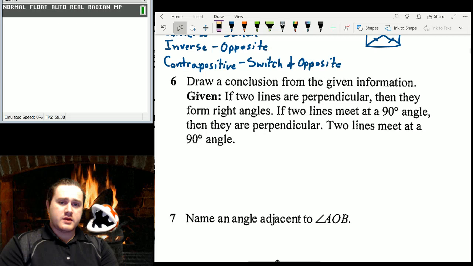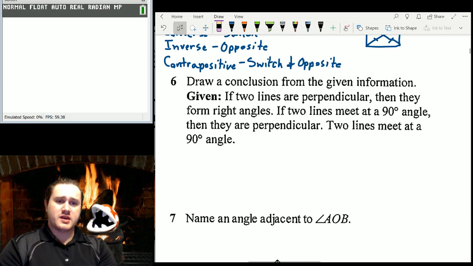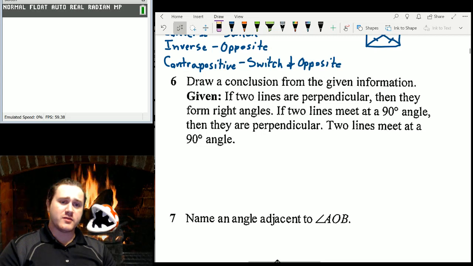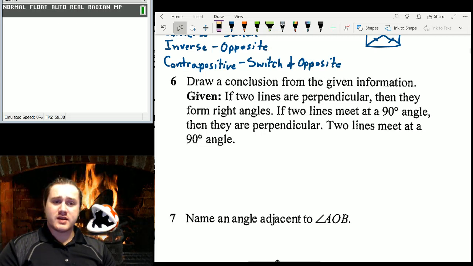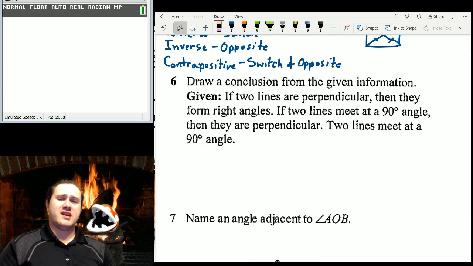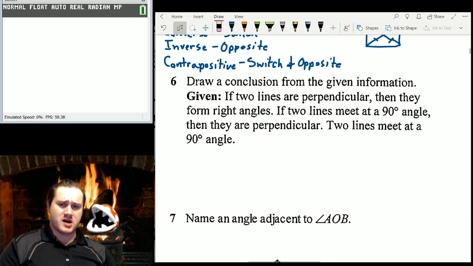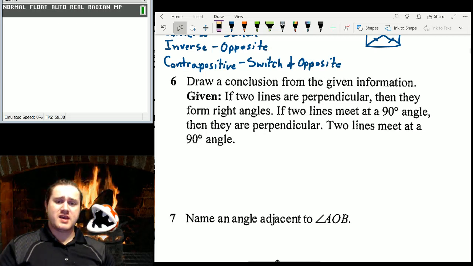Alright, so the next one, it says draw a conclusion from the given information. Given: 2 lines are perpendicular if they form right angles. If 2 lines meet at a 90-degree angle, then they are perpendicular. And then it says 2 lines meet at a 90-degree angle. So this is a combination of the law of syllogism and the law of detachment, where you're basically taking parts of these statements and getting a new statement from them.